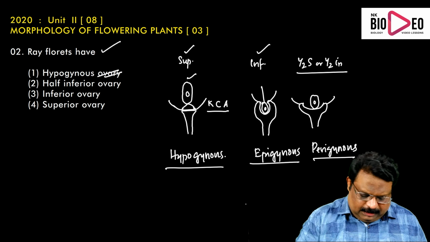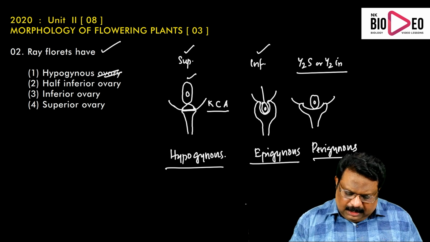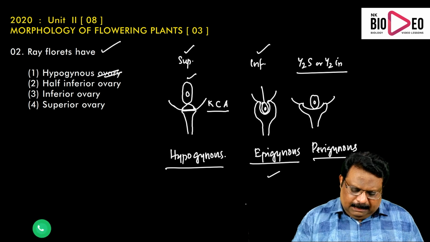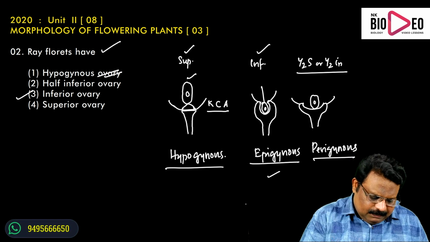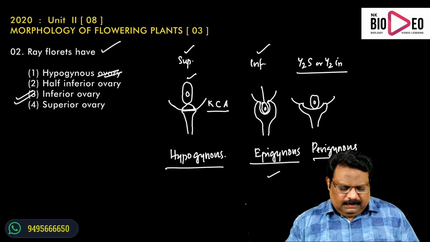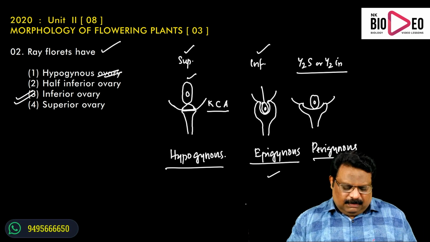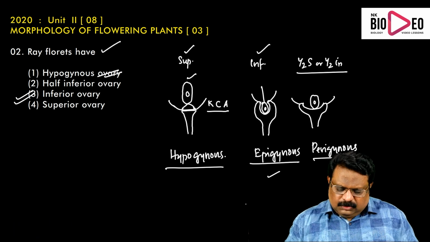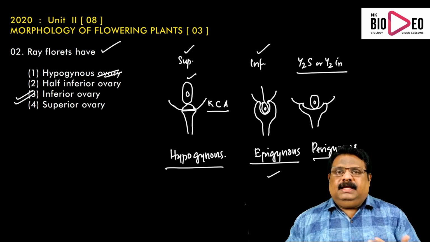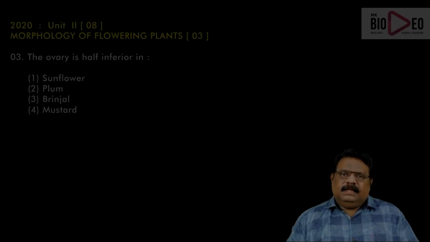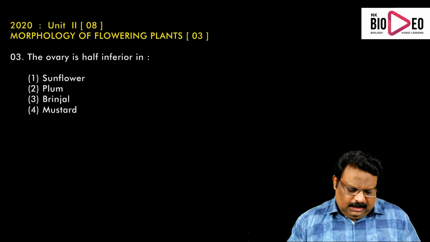Actually, ray florets are epigynous in nature. That means the ovary is inferior. In the case of ray florets of sunflower, the ovary is inferior. So the flower can be considered to be epigynous. Okay. This is the third question from morphology.